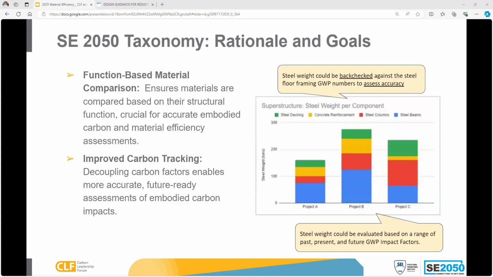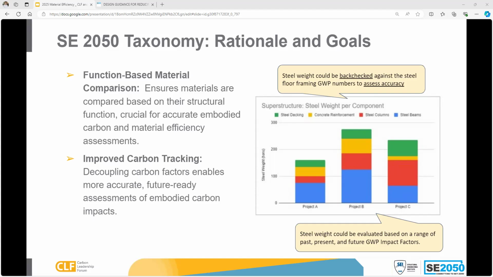So on the next slide, we have several different goals and sort of the rationale for developing this taxonomy. Number one, and Francis alluded to this, is connecting the functional class or the functional service of a particular component with the material and the embodied carbon. Okay, this opens up several different things. Number one, it could allow us to back check the embodied carbon numbers.